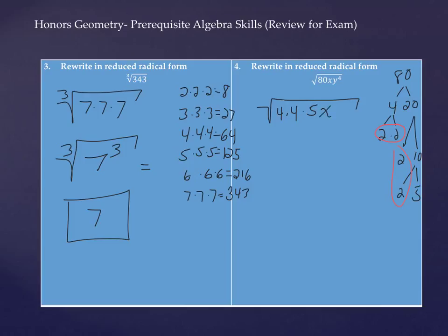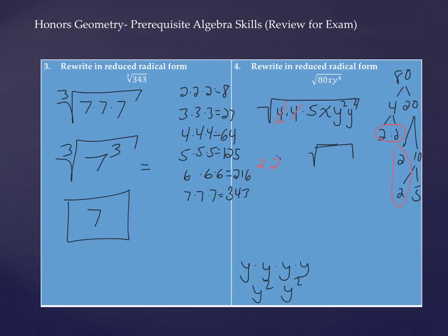X I'm going to leave alone. And y to the 4th, I've got 4 of these y's multiplying together, which is the same thing as y squared times y squared. Those are perfect squares. So now let's start taking the square root. We've got the square root of 4, this 4, is 2. I'm going to pull it out. We're done with it. Square root of this 4 is another 2. We're done. And you know what? I didn't leave myself much room here, so I'm going to move that.